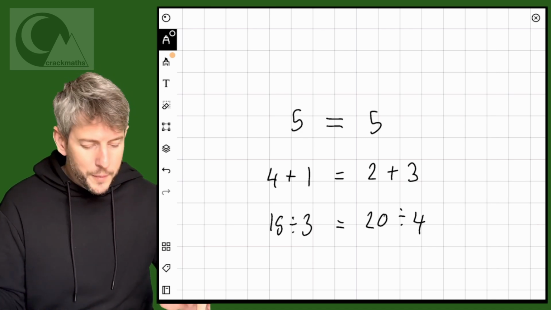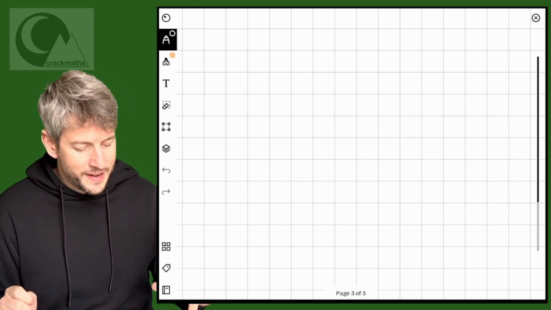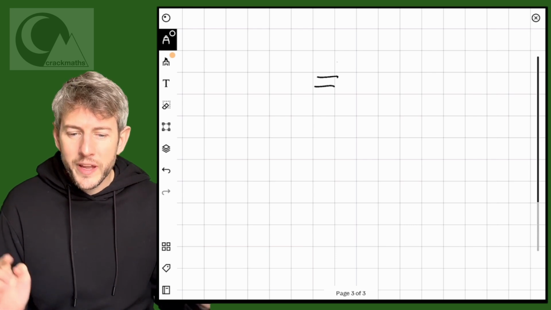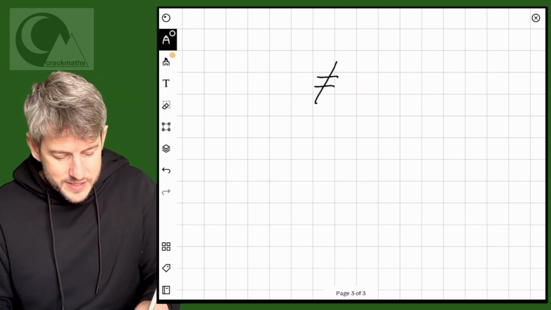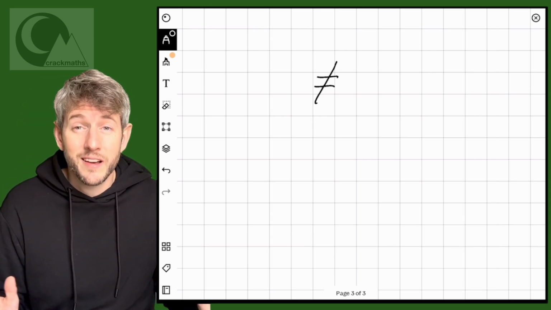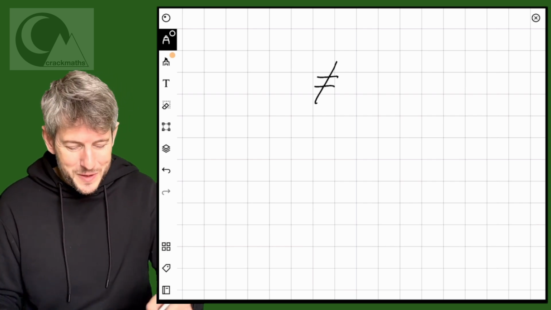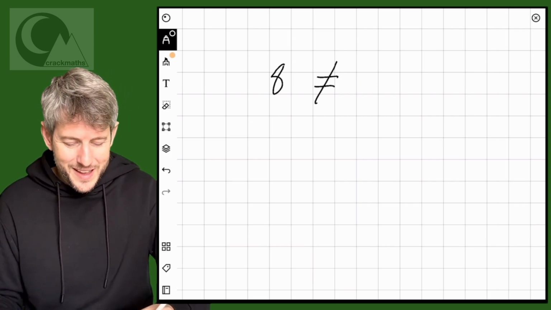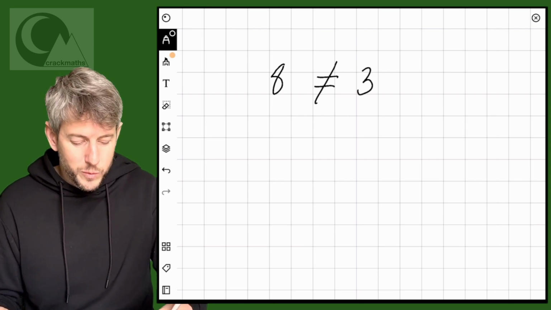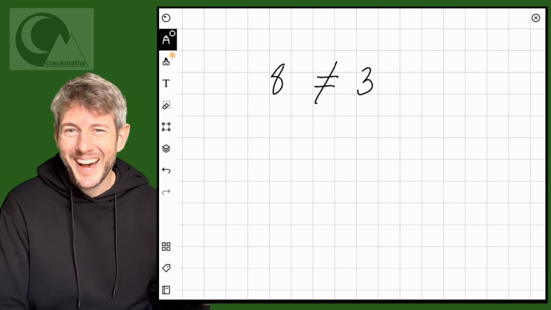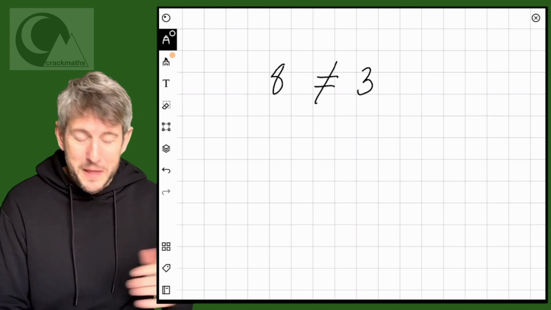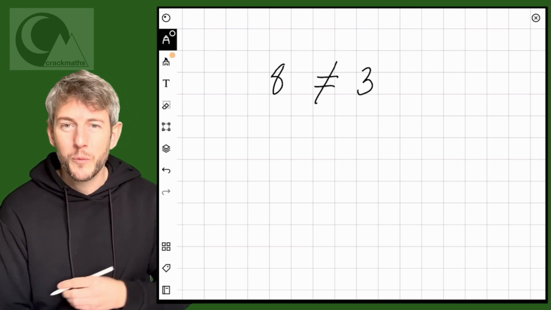Okay, right. I'm going to jump to the not equals sign now. So the not equal sign is the one that looks like this, and we basically just use this when things aren't equal to each other. Okay, I know that sounds really obvious as well. So I could do something for this like 8 is not equal to 3. I mean, it seems like we're just pointing out the obvious here, but again, it's a useful sign. We often use it in maths.